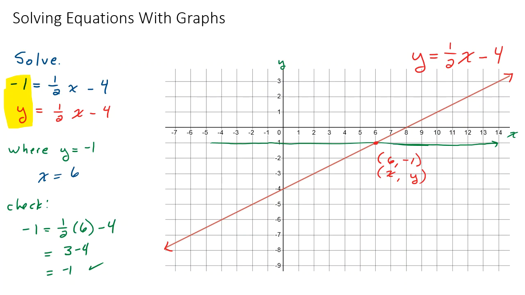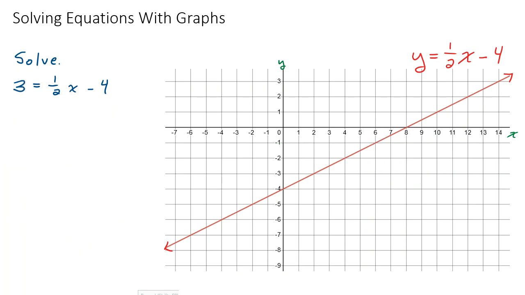Let's try another one with this same graph. All right, so now I change the equation to 3 equals 1/2 x minus 4. Can you use the graph of the line y equals 1/2 x minus 4 to solve this equation? Why don't you pause the video and see if you can figure that out, and then unpause the video when you have it.